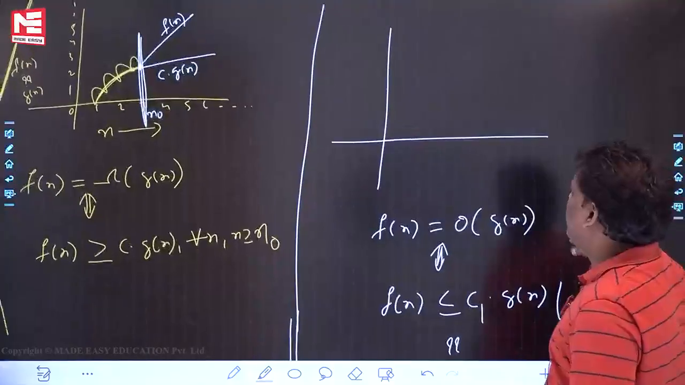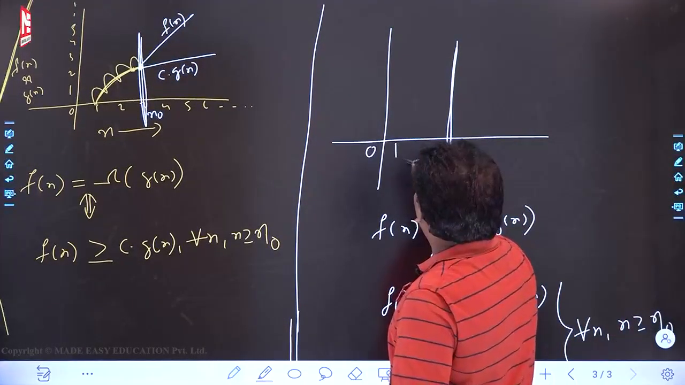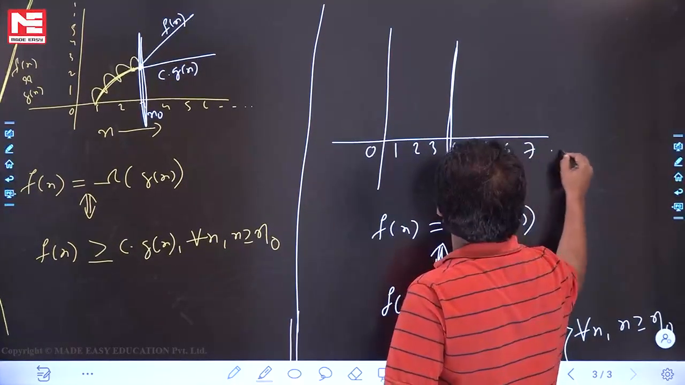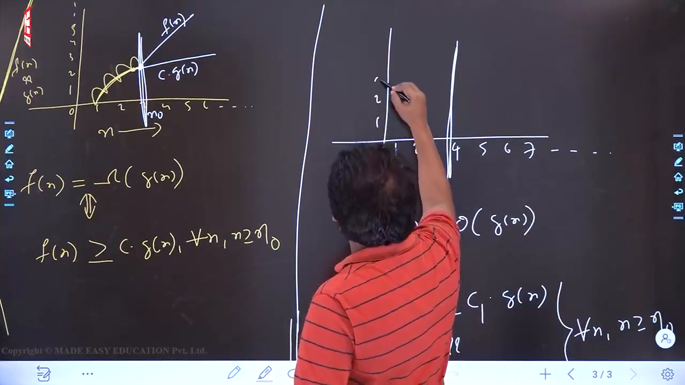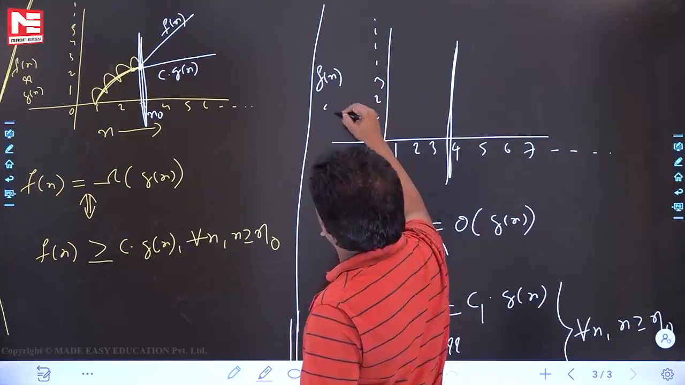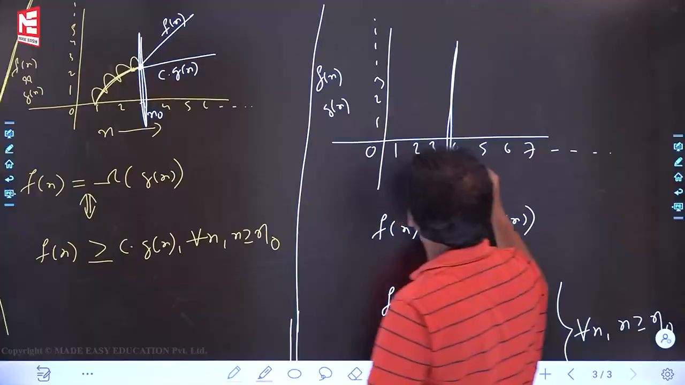Same thing in the form of a diagram I am doing. Please see this. 0, 1, 2, 3, 4, some number, 5, 6, 7 and so on, that is okay, right? So here also 1, 2, 3 and so on, that is also okay. Here f of n, g of n as usual, right? Now see this one.